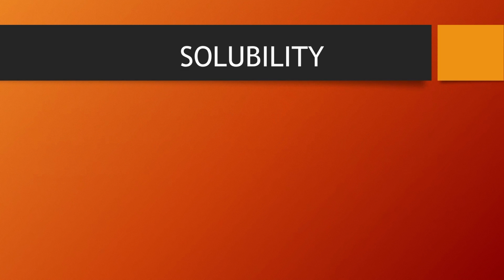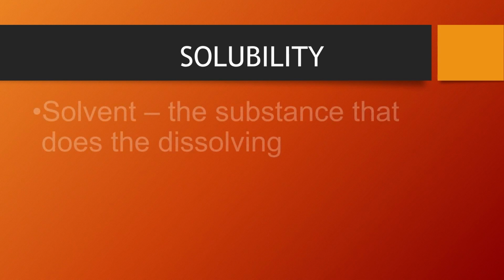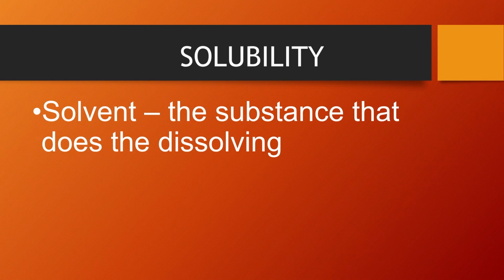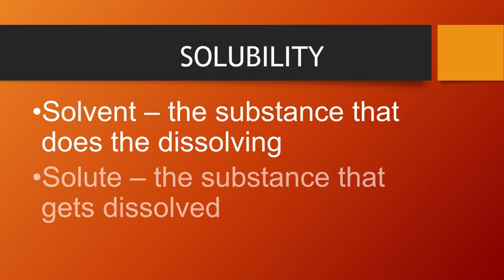Next, regarding solubility, are the two components of solubility, starting with the solvent, which is the substance that does the dissolving, and then the solute, the substance that gets dissolved.